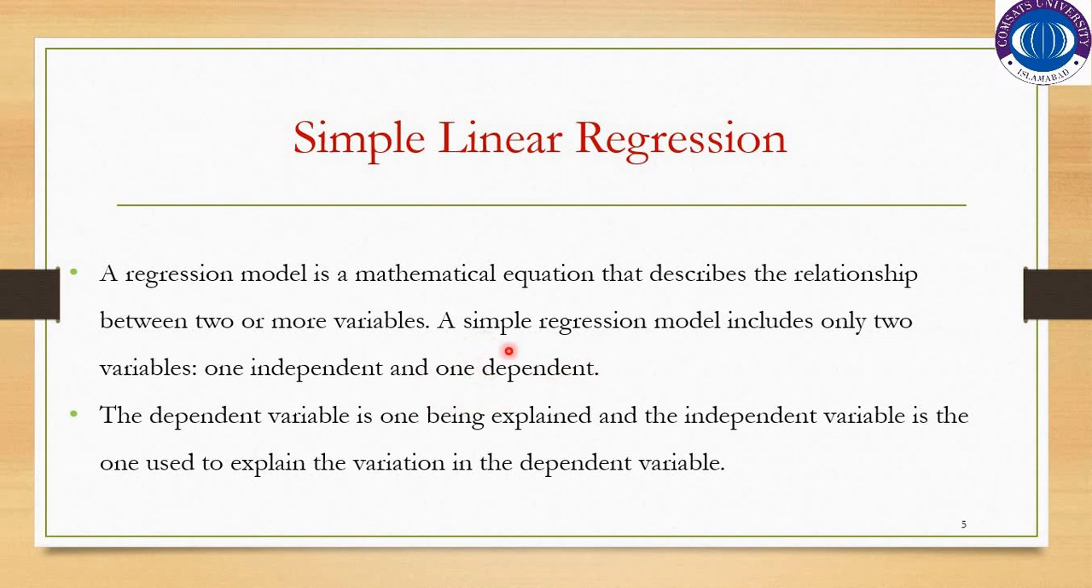Or you can say it random variable too. And this independent variable is also called fixed variable. The dependent variable is one being explained, and the independent variable is the one used to explain the variation in the dependent variable.